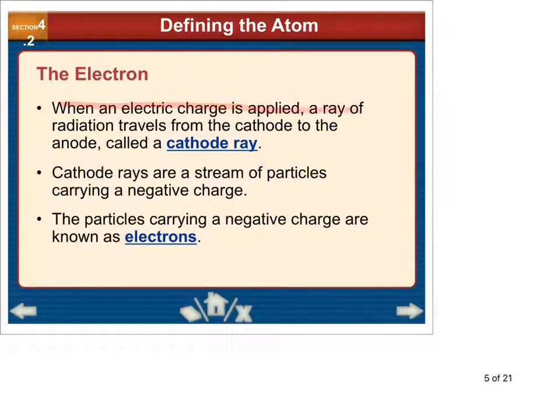When electric charge is applied, a ray of radiation travels from cathode to anode. It is called a cathode ray. Cathode rays are streams of particles carrying a negative charge, and these particles with negative charge are known as electrons.